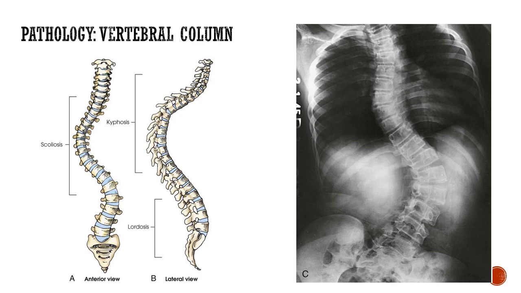And here are images of scoliosis, for example, and also the kyphosis. And as you can see, scoliosis is best visualized on an AP or PA projection.